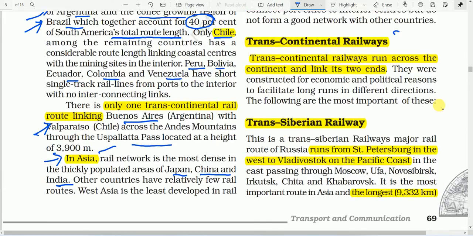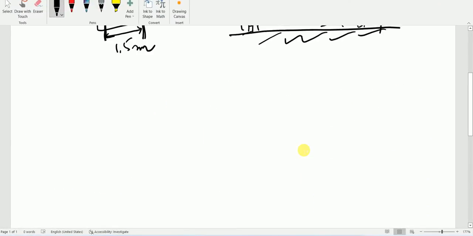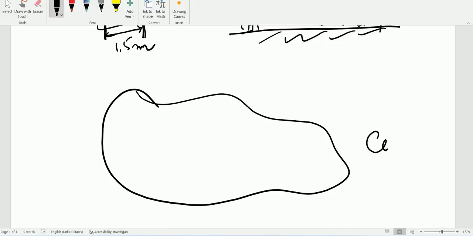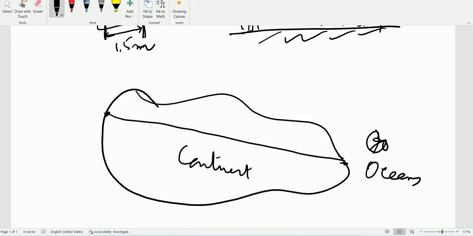Then Transcontinental Railways. So what do you mean by Transcontinental Railways? Transcontinental Railways run across the continent and link the two ends. It's a very long railway track connecting the two ends. As I told you, suppose this is a very big continent, and here we have oceans. Here this is the continent, and one city is here, another city is here, and if the two ends are connected by railways, this is known as Transcontinental Railways.